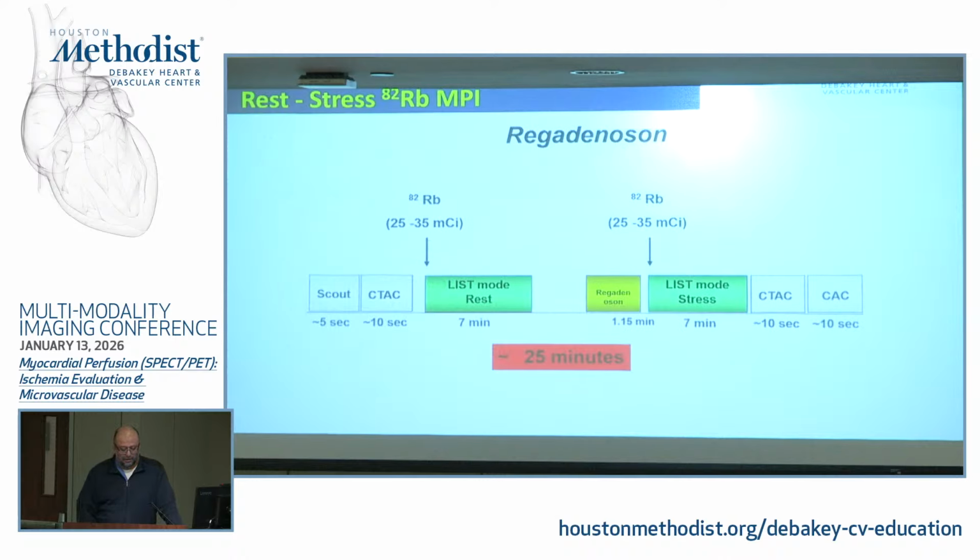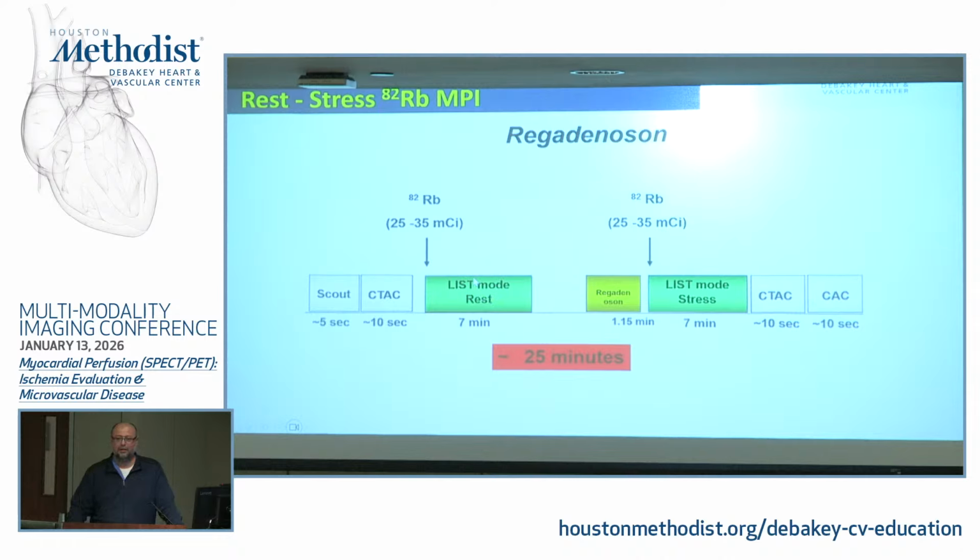The protocol is, as you see here, it's a 25-minute on the table or so. You can squeeze it in about 20 minutes. It depends how efficient your team is. But this is the table time. Obviously, the patient needs a little bit before, a little bit after. So we inject, we get a scout, we do a CT attenuation correction, then we get a rest first.